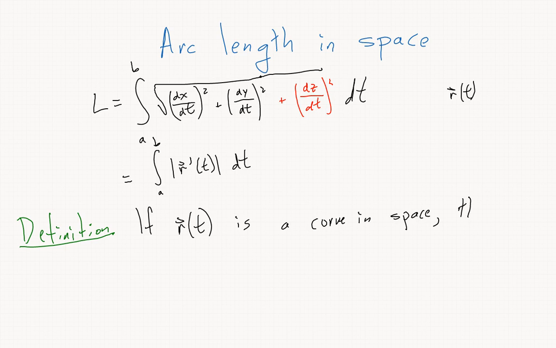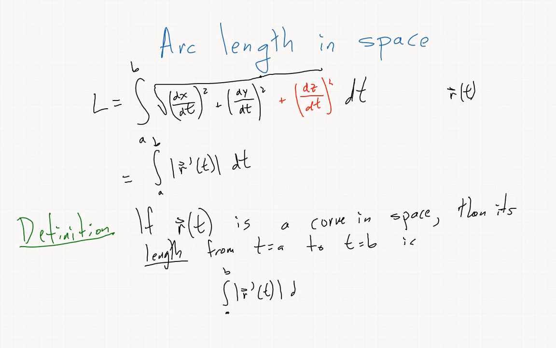in space, then its length from t equals a to t equals b is the integral from a to b of the length of r prime of t dt. So let's see some examples.